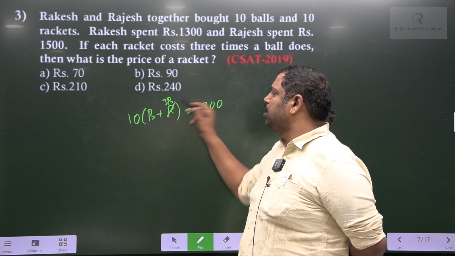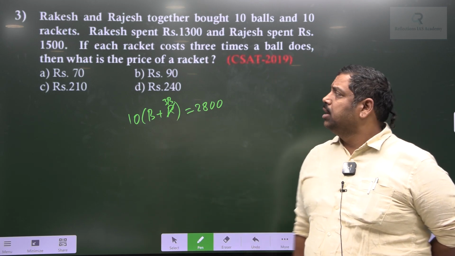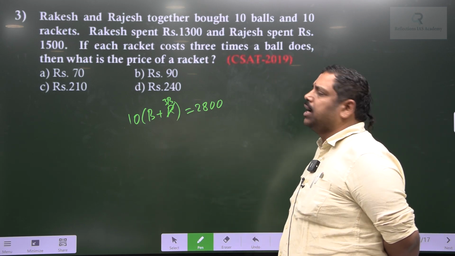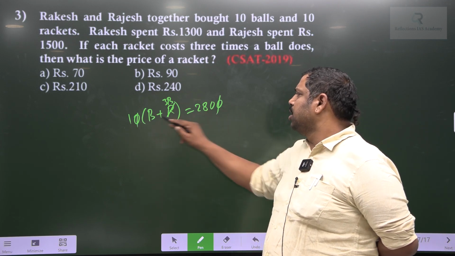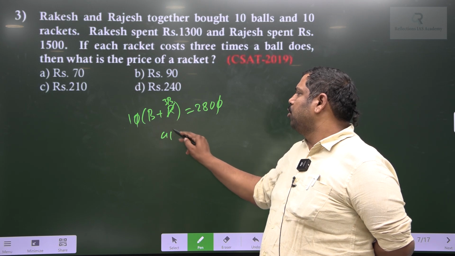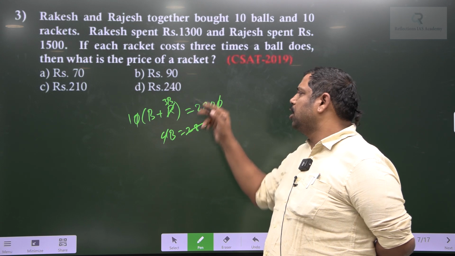Means from this you will get the value of B. Then you will automatically get the value of R. Okay. And what is asking? What is the price of racket? Means 3B we want. Okay. Can I cancel 0 and 0? 3B plus B means 4B is equal to 280. What's the value of B? 70. Is it there in the options?